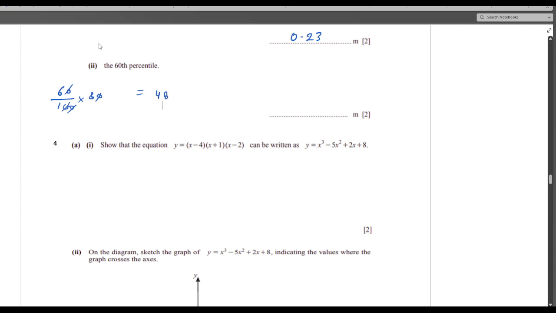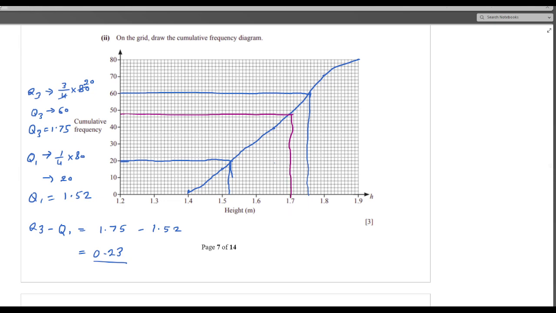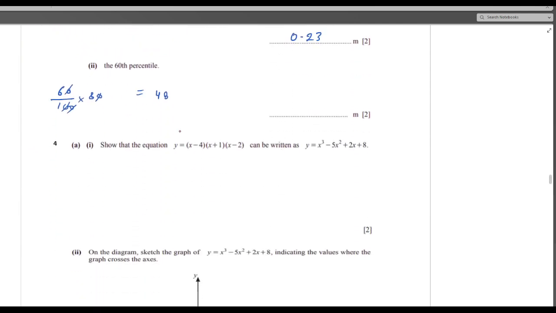So again, for a frequency of 48, so 48 is this line, we will draw a line like this, and then from here we drop a vertical line. So this is 1.7, exactly 1.7. So here your answer will be 1.7. One point left or right is fine, perfectly okay.